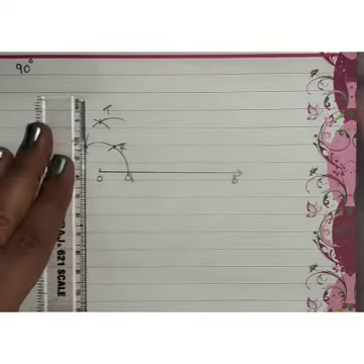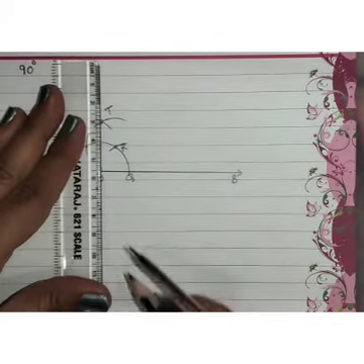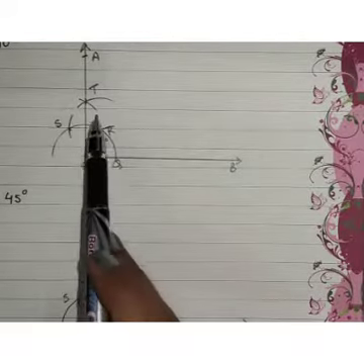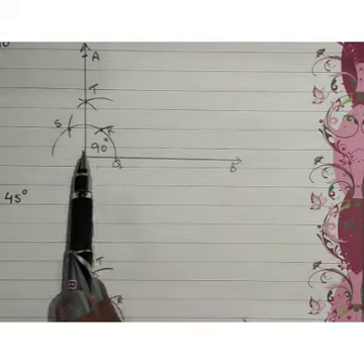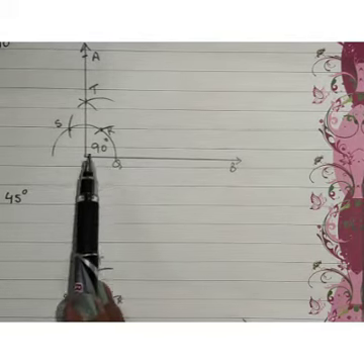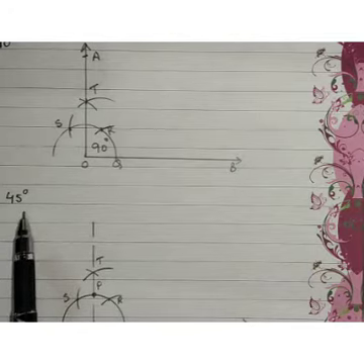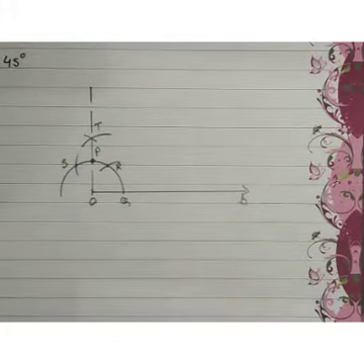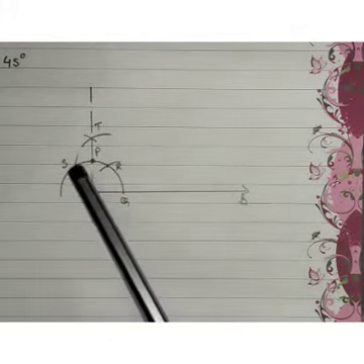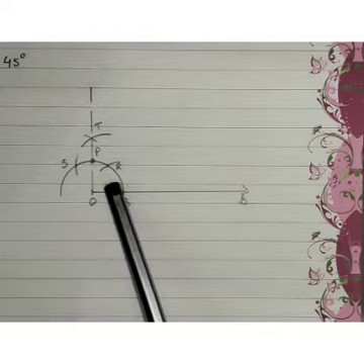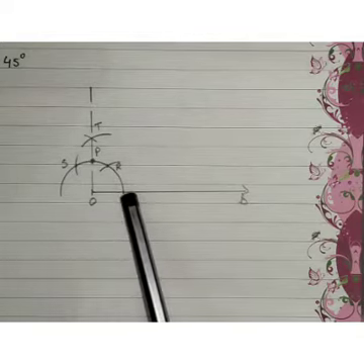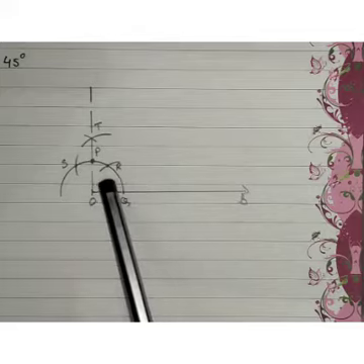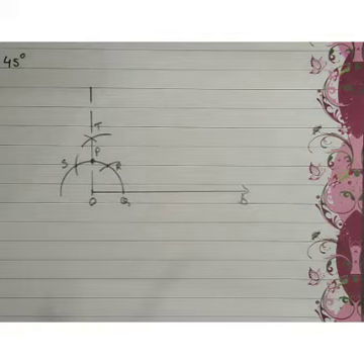Now when we join OT and produce it to A, we will get angle AOB, the required angle of 90 degrees. Now we have to construct an angle of 45 degrees. To construct an angle of 45 degrees, we have to draw an angle of 90 degrees first, as we know that 45 is half of 90 degrees. Therefore, we construct an angle of 90 degrees and then bisect it.